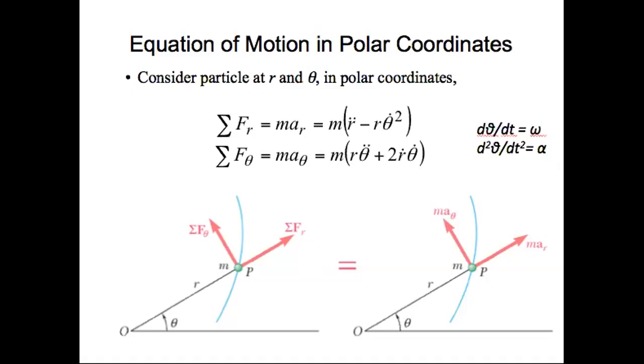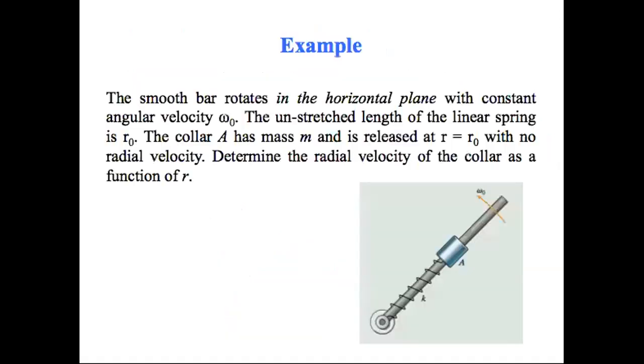Let's look at some examples. The smooth bar rotates in the horizontal plane with constant angular velocity. The unstretched length of the linear spring is R0. The collar A has mass m and is released at r equal R0 with no radial velocity. Determine the radial velocity of the collar as a function of r.